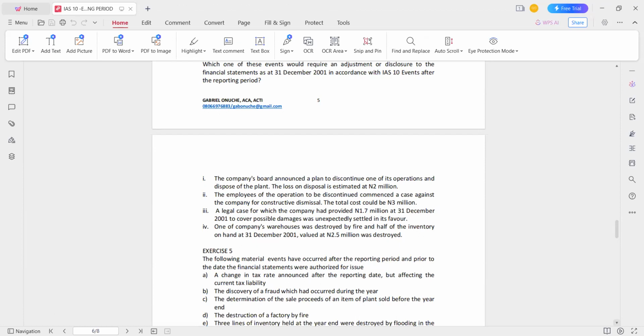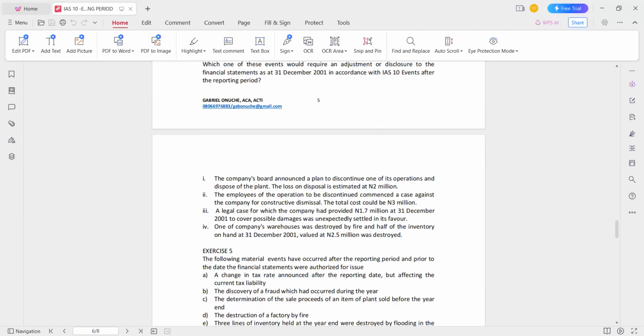A legal case for which the company had provided 1.7 million at 31st December 2001 to cover possible damages was unexpectedly settled in its favor. Okay, this should be an adjustment. Yeah, should be an adjustment. Okay, why are we adjusting? Is there any reason?